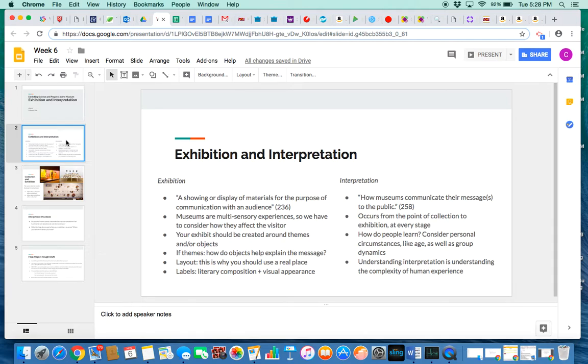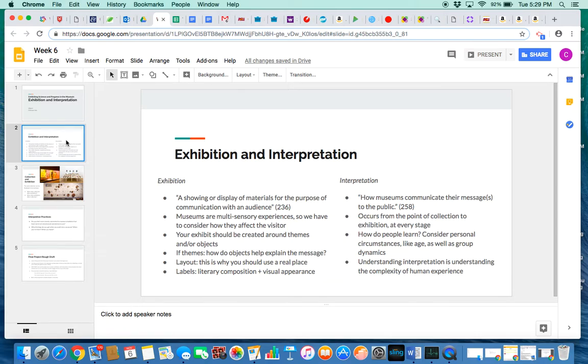Lastly, when we talk about labels, right, it's not just about what you put onto the label, but how it looks, right? This isn't a book. It's something that people are in a space reading. Is it readable? Is it enticing? When you put these materials up in a 3D space, how do you expect people to view them? All of those things are important into ensuring that the visitor is getting the information that you feel is important for them to get out of this exhibit.